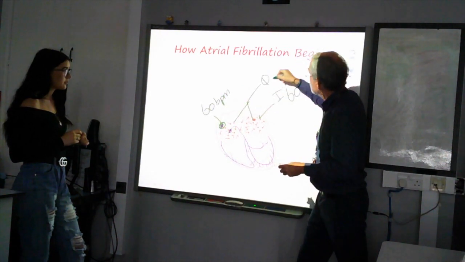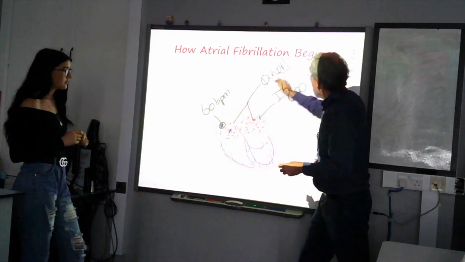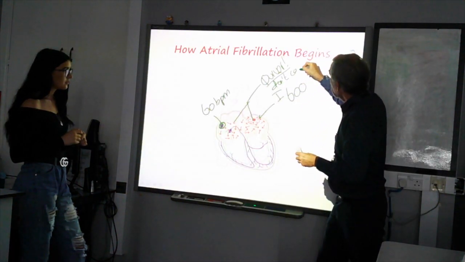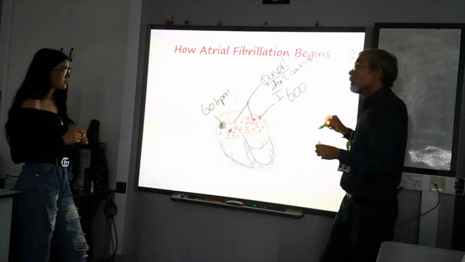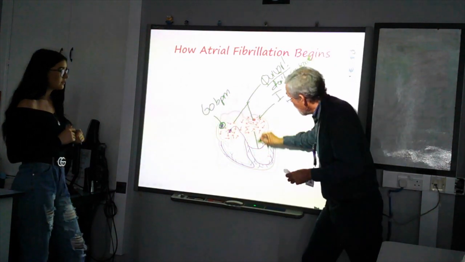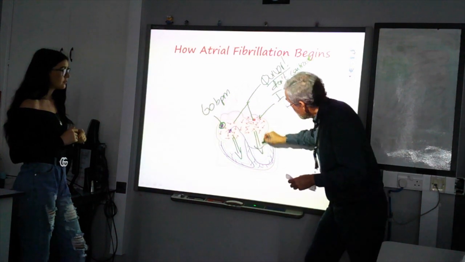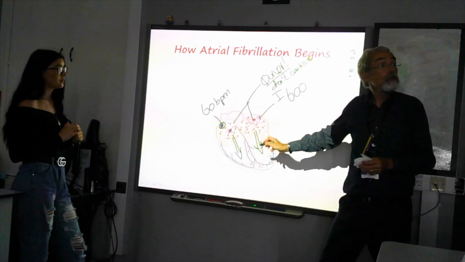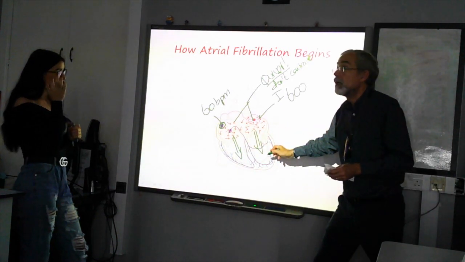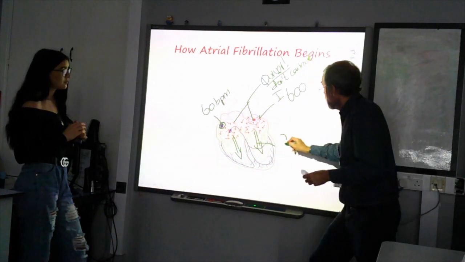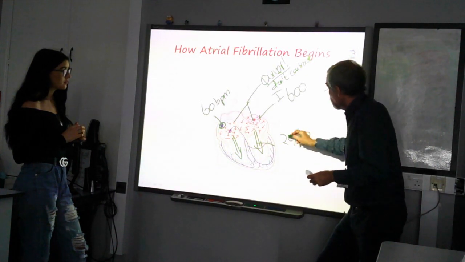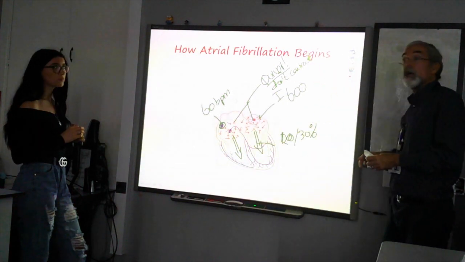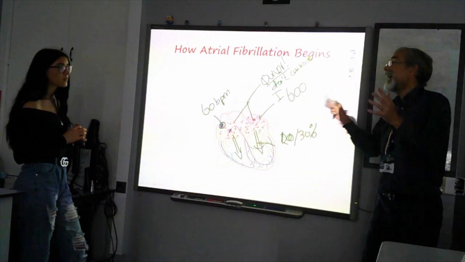These atria just quiver. And when they quiver, that means they don't contract. And if they don't contract, they don't force blood into the ventricles. And if they don't force blood into the ventricles, then the ventricles aren't full when they contract. That's why you're losing 20 to 30, or maybe sometimes 10 to 30% of the blood coming out of the heart, because they're not working anymore.